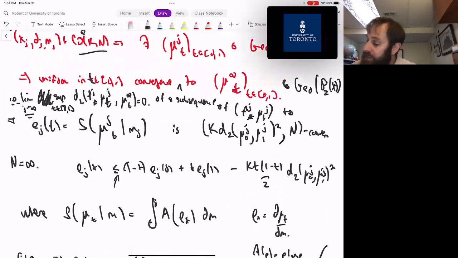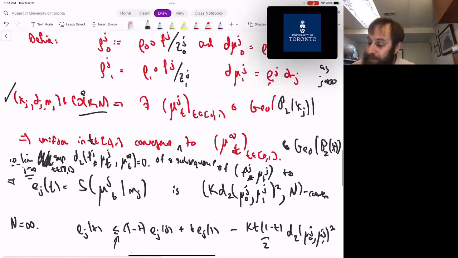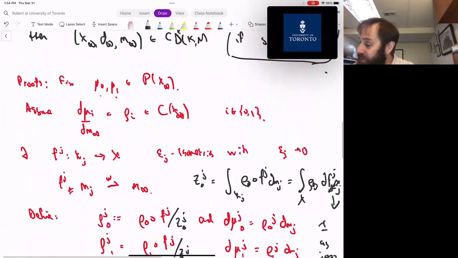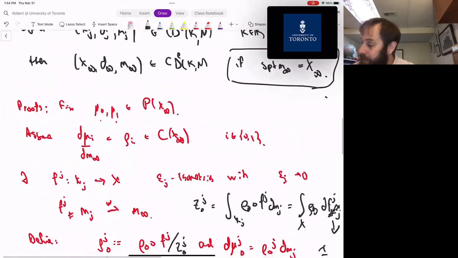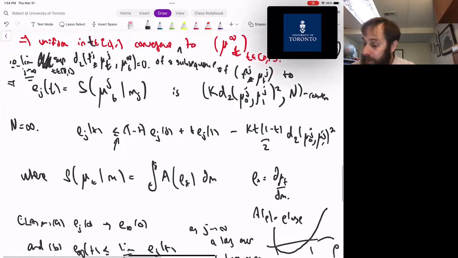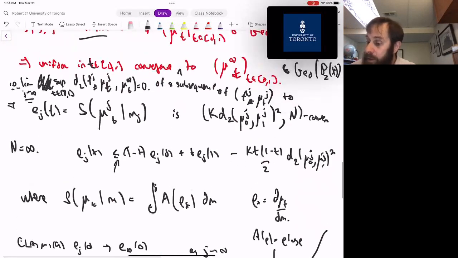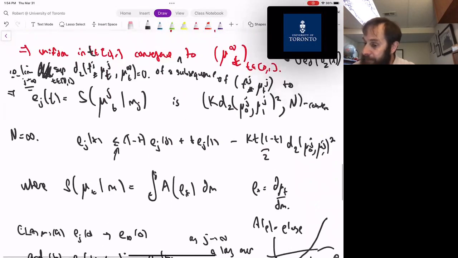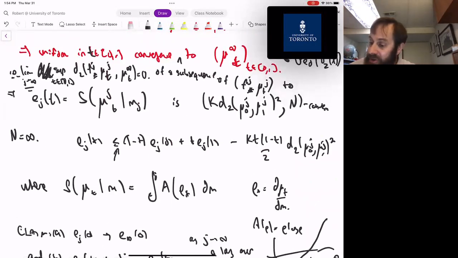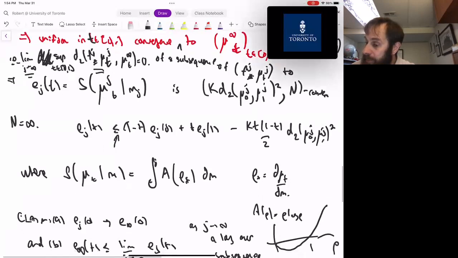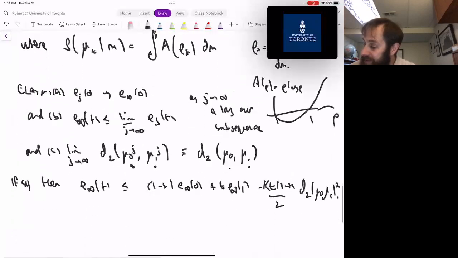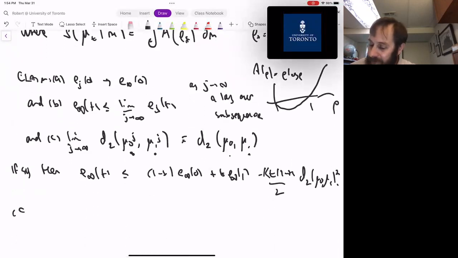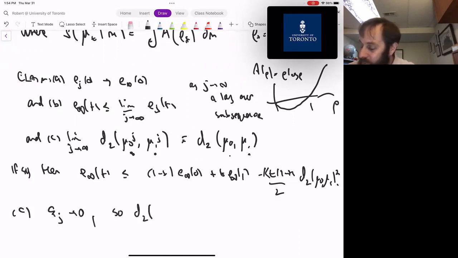Okay, so these guys are going to zero. But the F_Js are epsilon_J isometries, and the epsilon_Js are going to zero. And so because the epsilon_Js are going to zero and the F_J are epsilon_J isometries, this guy here is getting closer and closer. What do I want to say? Okay, so for part C, the epsilon_Js are going to zero.